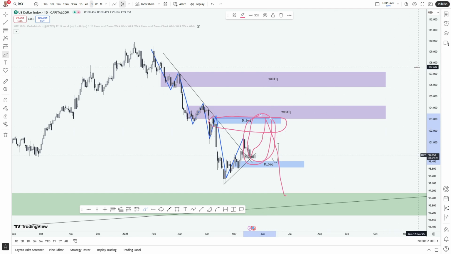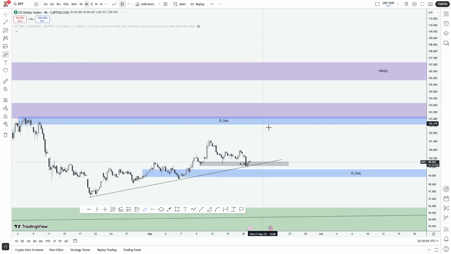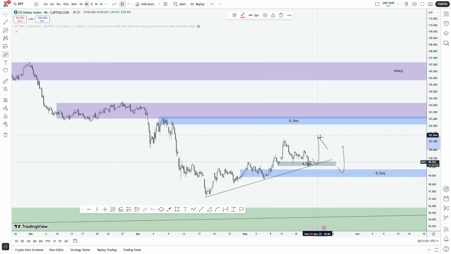What the weekly and daily may likely do is realign and then go back to the monthly time frame, realign with the monthly before going upwards. But for now, the monthly is bullish, the weekly is bearish, and the daily is bearish. Now we go down to the 4-hour time frame. Let's see what price is doing at the moment.